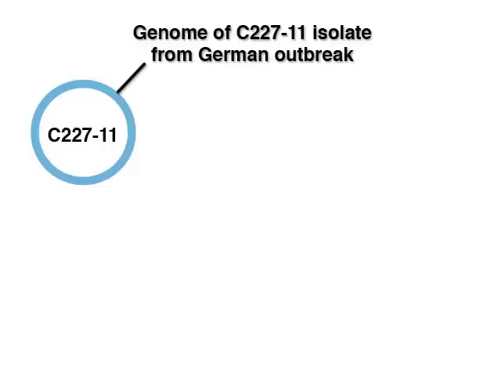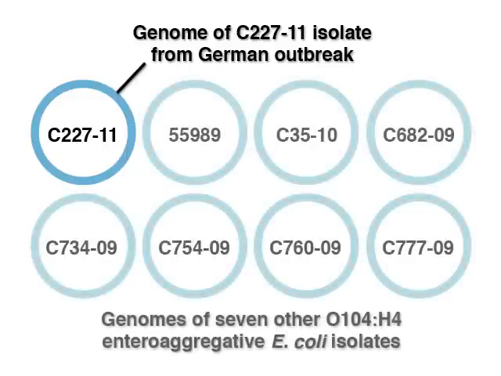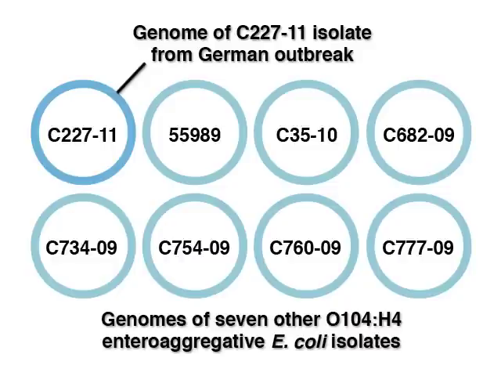Raskow and colleagues initially sequenced the genome of an isolate of the E. coli strain that had caused the German outbreak, which was characterized by an unusually high incidence of hemolytic uremic syndrome, or HUS. The investigators then sequenced the genomes of 7 different isolates of enteroaggregative E. coli known to cause diarrhea, but not HUS.